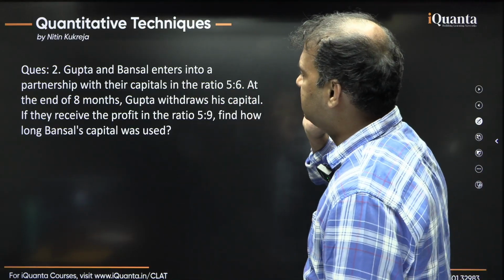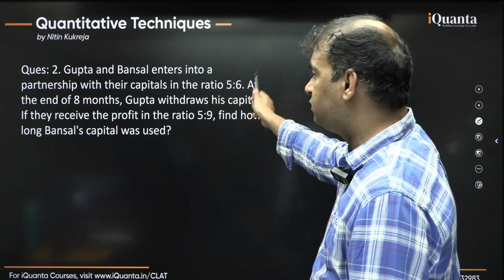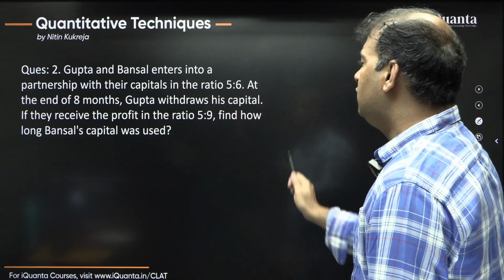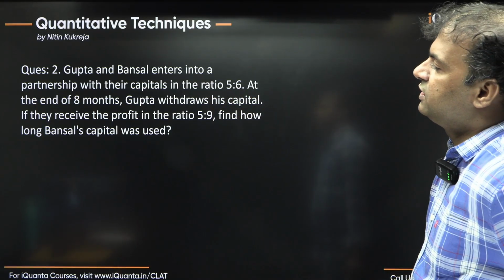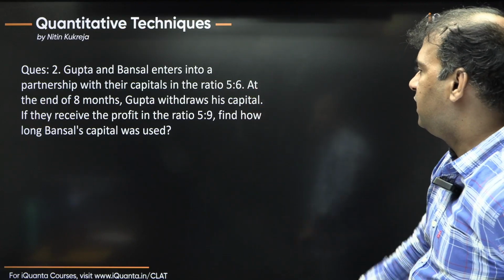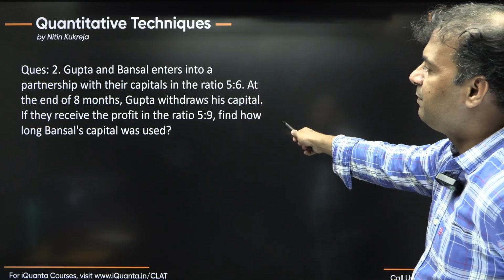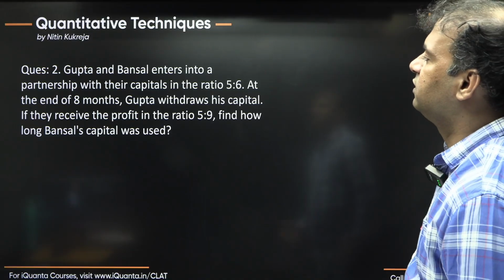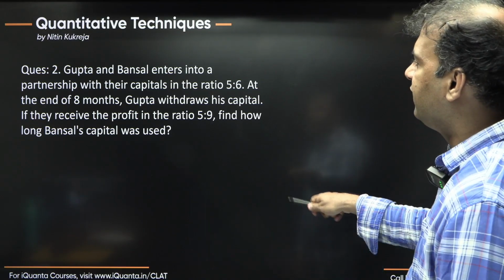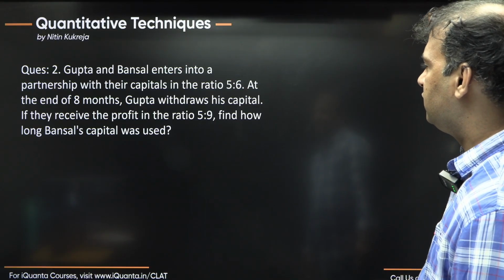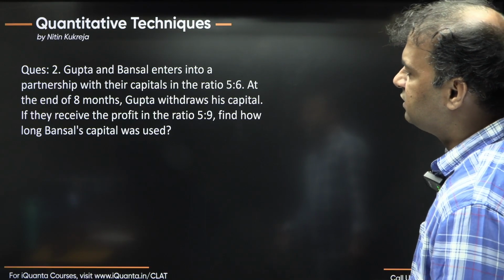Question number 2 says that Gupta and Bansal enter into a partnership with a capital in the ratio 5:6, all right? At the end of the 8 months, Mr. Gupta withdraws his capital. If they receive the profit in the ratio of 5:9, then find out how long Bansal's capital was used.